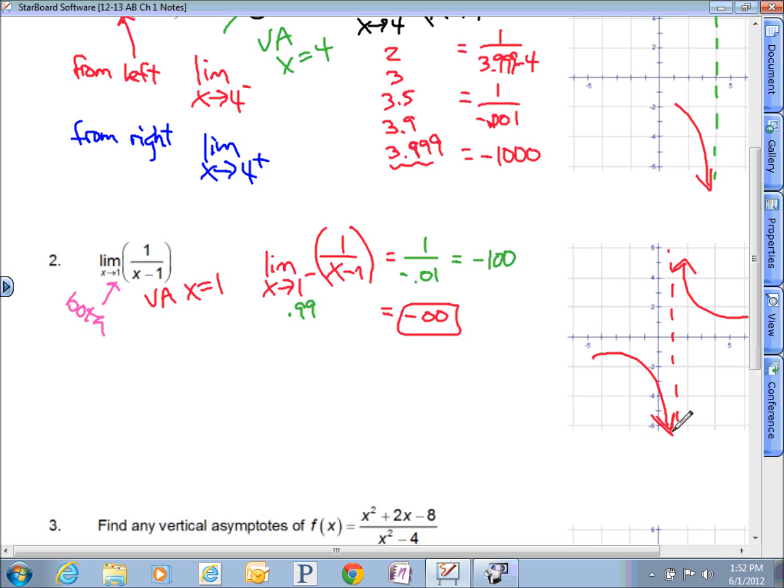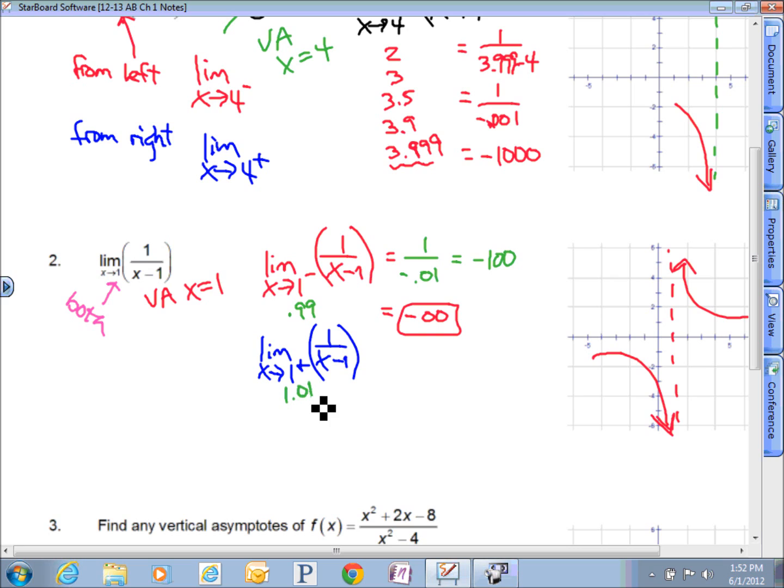Well, let's contrast that with the limit as x approaches 1 from the right-hand side. Again, same technique, same deal, but this time let's use a number like 1.01. If I do that, I'm going to have 1 over positive 0.01, which is going to give us positive 100 as a result. That makes sense because according to this, this graph is going to continue to go up. So what is this limit? This limit would be positive infinity.